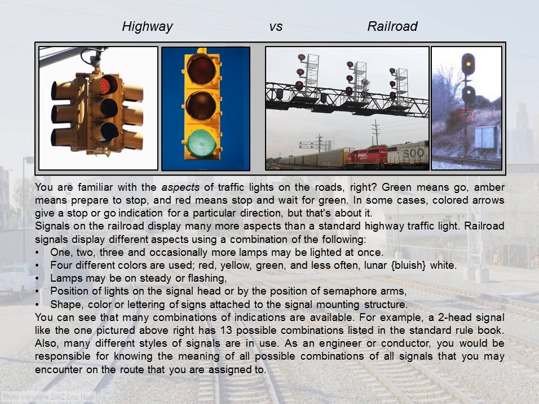You can see that many combinations of indications are available. For example, a 2-head signal like the one pictured above right has 13 possible combinations listed in the standard rulebook. Also, many different styles of signal are in use. As an engineer or conductor, you would be responsible for knowing the meaning of all possible combinations of all signals that you may encounter on the route that you are assigned to.